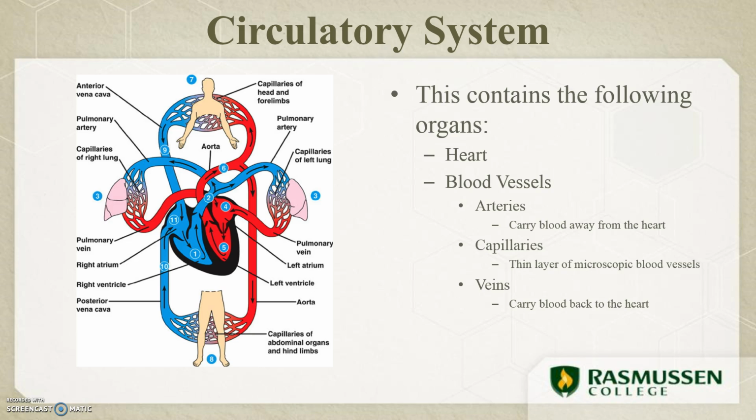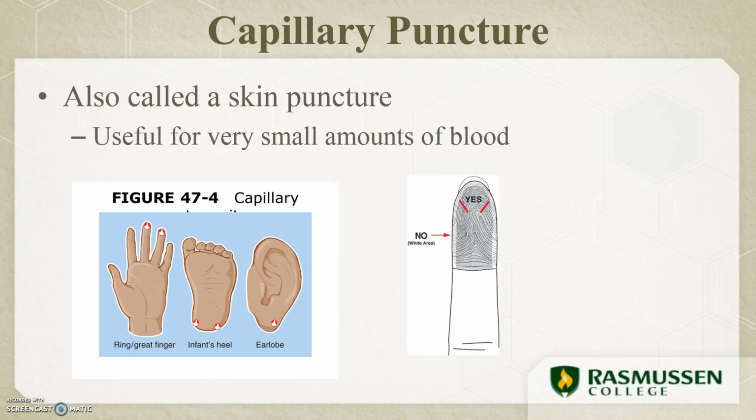Now your capillaries are more towards the top layers of your skin, and they act more as the gas station for your blood. This is really where they drop off or they pick up that oxygen and they dispose of the carbon dioxide. And they kind of act as that mini stop station in between arteries and veins. Your capillary puncture, I'm sure as you remember, are skin punctures. This is where we talk about getting small amounts of blood either from your fingertips, your heels, or your earlobes.